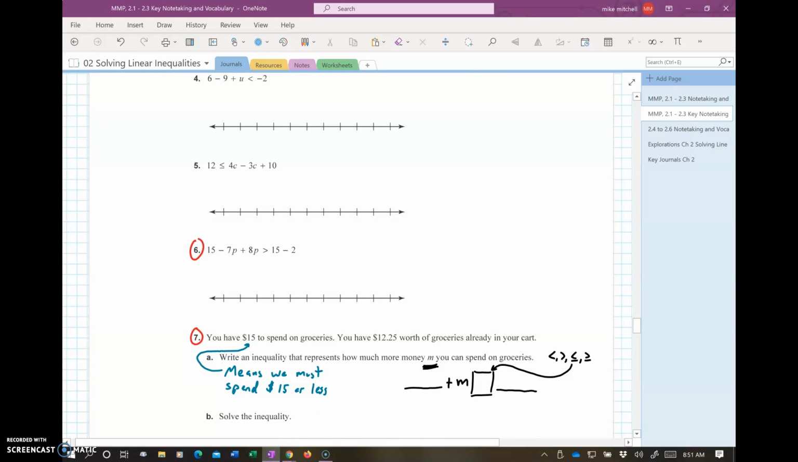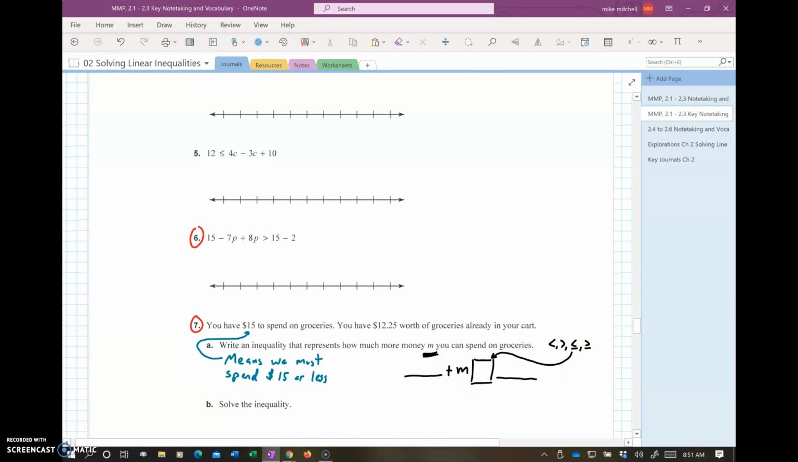Number 5, or number 6 here. So let's get our like terms together here. -7 plus 8p, that's going to give me a positive p. So that's going to be 15 plus p greater than 15 minus 2 is 13 minus 15. Come over here, p is greater than -2.